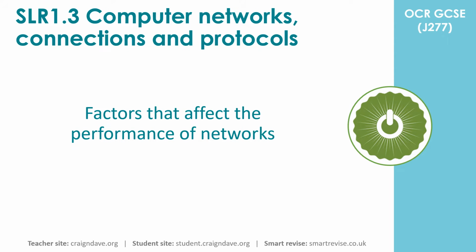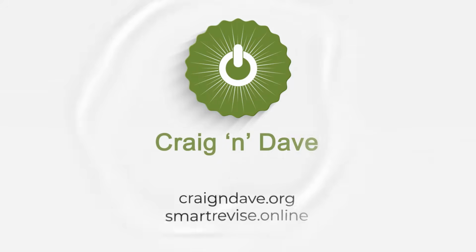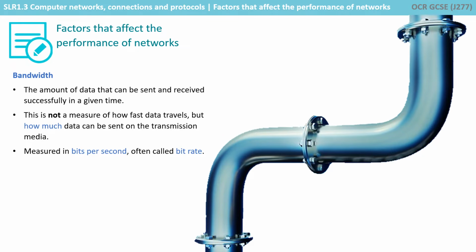In this video, we explore some of the factors that affect the performance of networks. The performance of a computer network is affected by a number of factors. One of these is bandwidth. This is the amount of data that can be sent and received successfully in a given time.